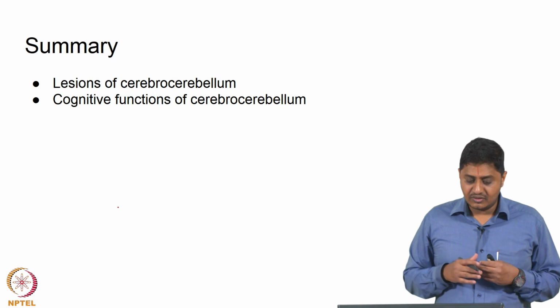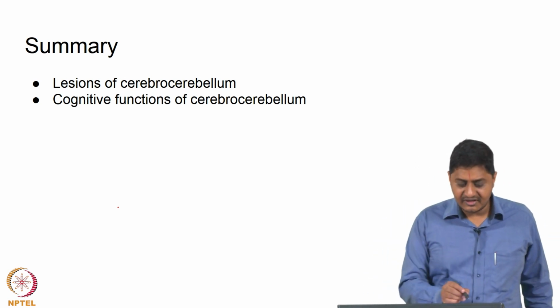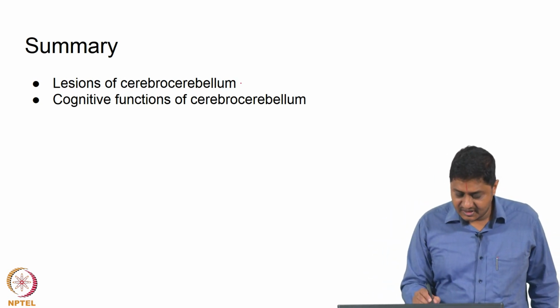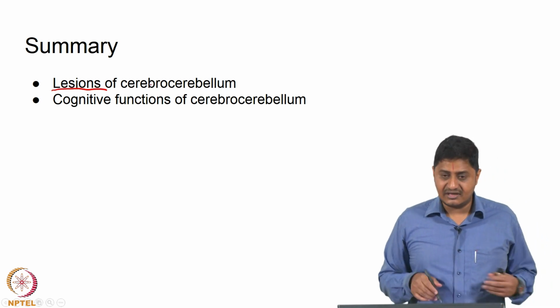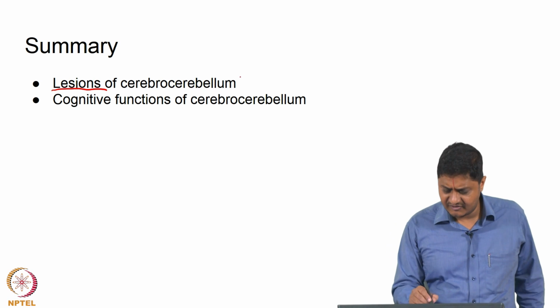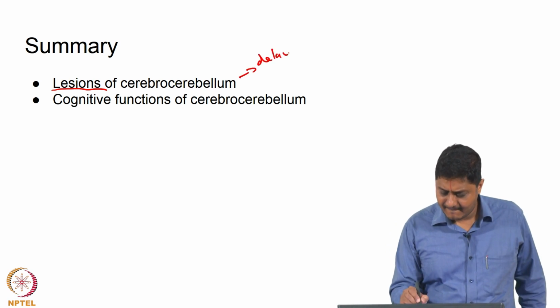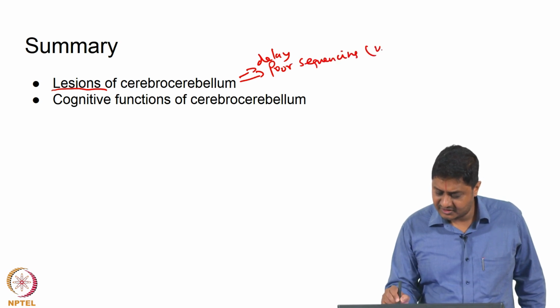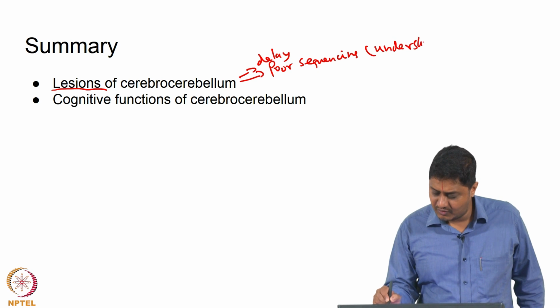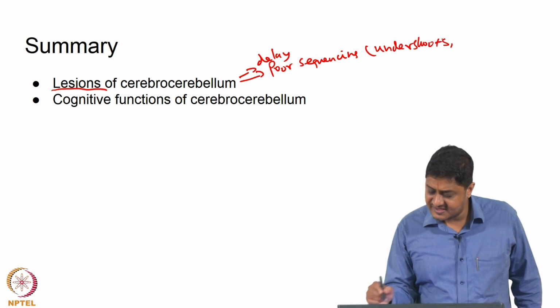So, with this we come to the end of this class. What did we see in this class? We have seen lesions of the cerebrocerebellum and their effect. What is the effect? Delay, poor sequencing, and what that means is undershoots and overshoots, typical of cerebellar disorders.